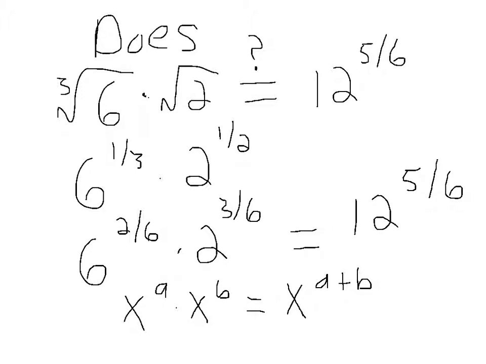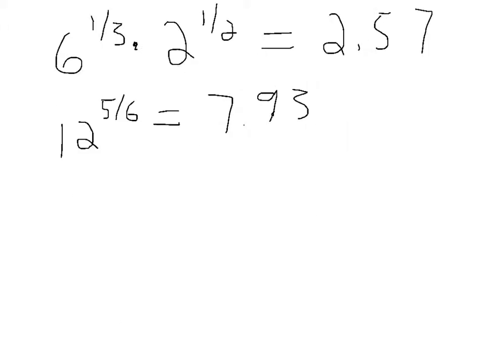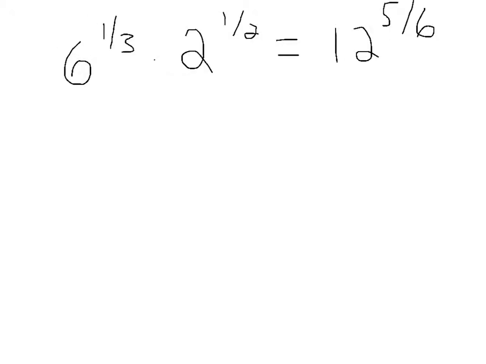So what's an easy way of showing this? The easiest way of showing this is by pulling out a calculator. So 6 to the 1/3 times 2 to the 1/2, to 2 decimal places, is 2.57, whereas 12 to the 5/6 is 7.93 to 2 decimal places. So where did we go wrong? Let's go back to the original equation. 6 to the 1/3 times 2 to the 1/2 equals 12 to the 5/6.